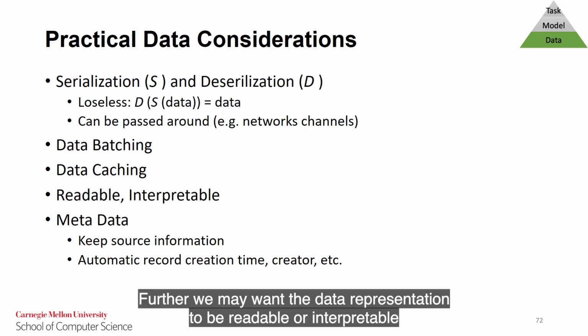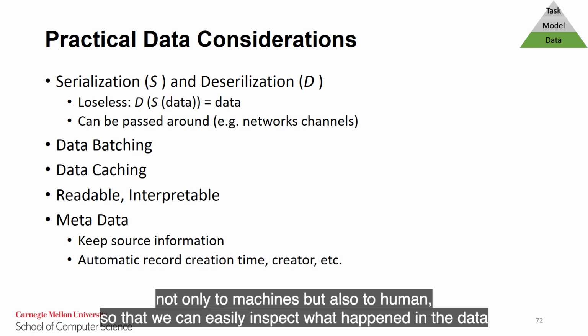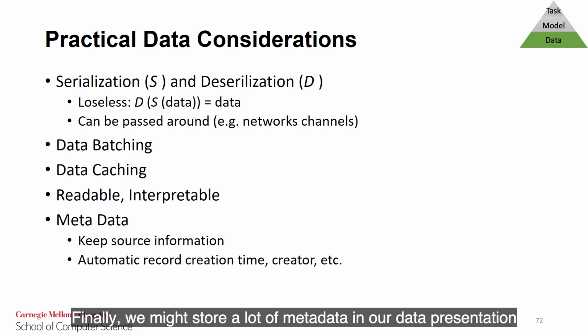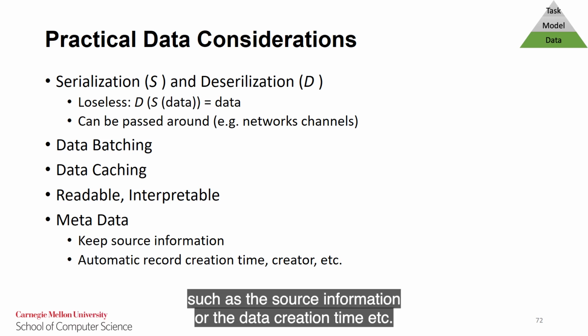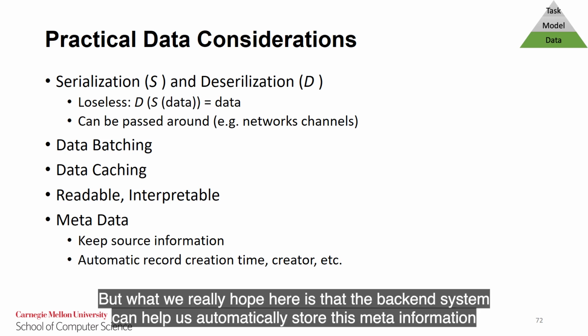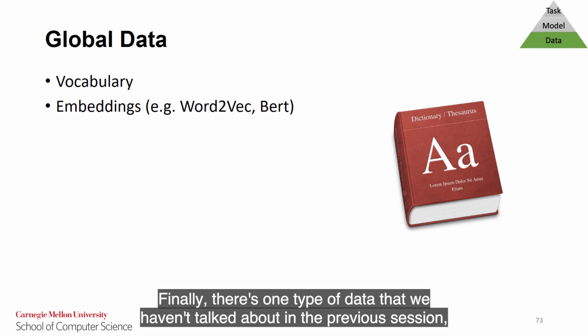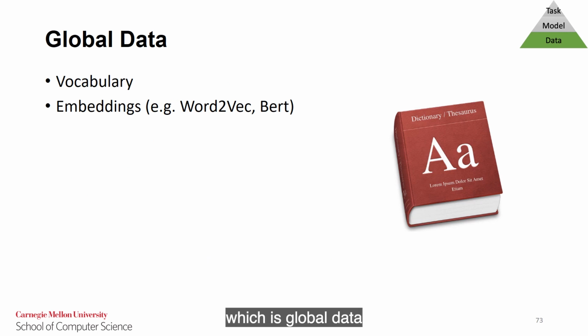Further, we might want the data representation to be readable or interpretable, not only to machines, but also to humans, so that we can easily inspect what happened in the data. Finally, we might store a lot of metadata in our data representation, such as the source information or the data creation time, etc. So what we really hope here is that the backend system can help us automatically store this meta information. And finally, there's one type of data that we haven't talked about in the previous session, which is global data.